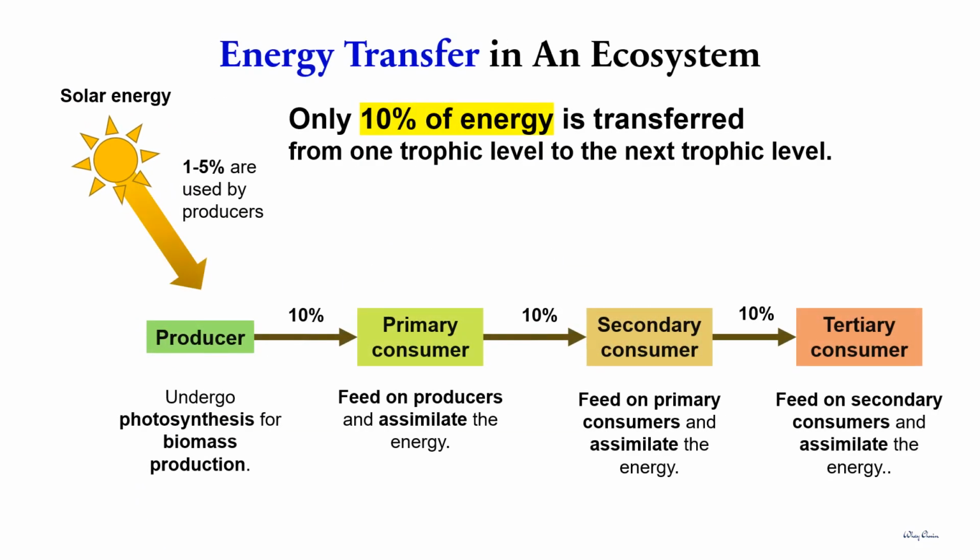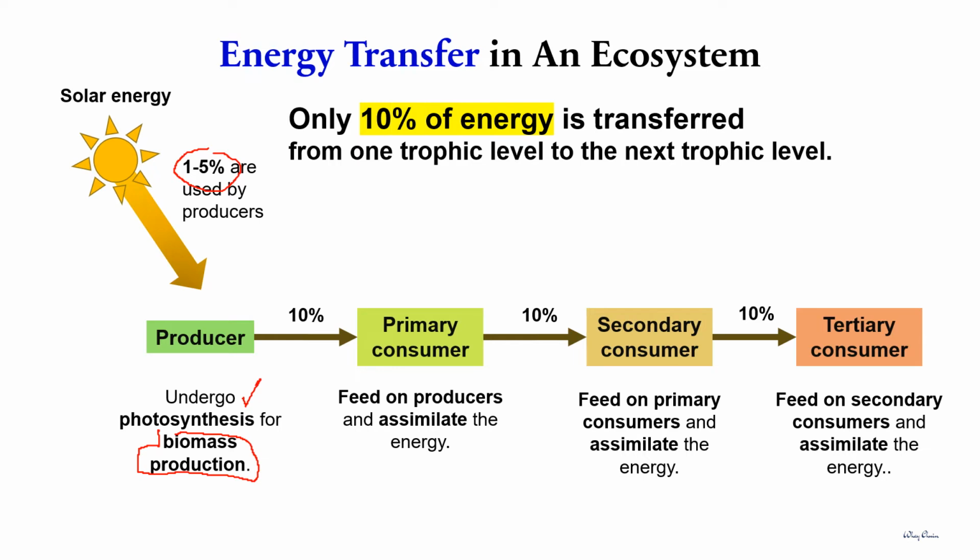Of the 45% of solar energy that reaches the Earth's surface, only 1 to 5% is able to be used by the producers. The energy is absorbed by plants, algae or autotrophs to undergo photosynthesis and produce organic molecules in the body of the organisms. So this is for biomass production.